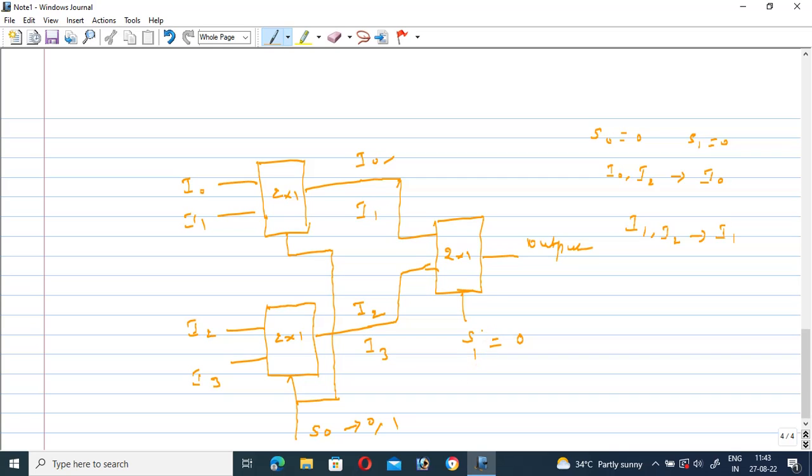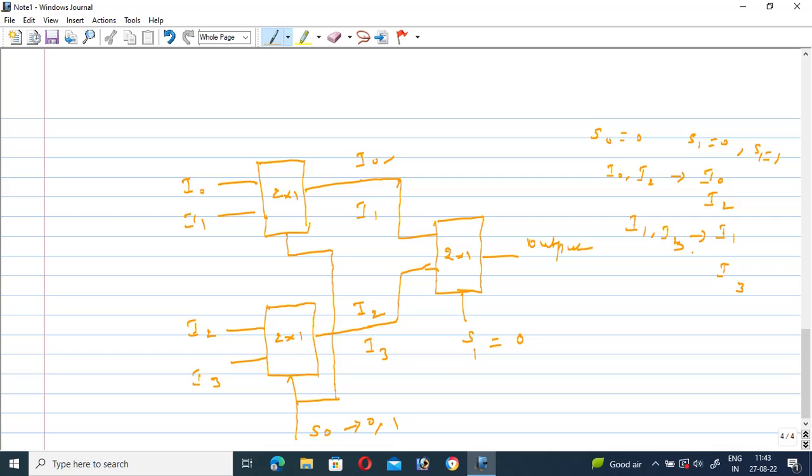In the remaining cases, let us see the possibilities when S1 is equal to 1. So this is the case for S1 equal to 0. When S1 is equal to 1, it selects I2 and it selects I3. This is the I3 action. Based on this, you can select the particular multiplexer.